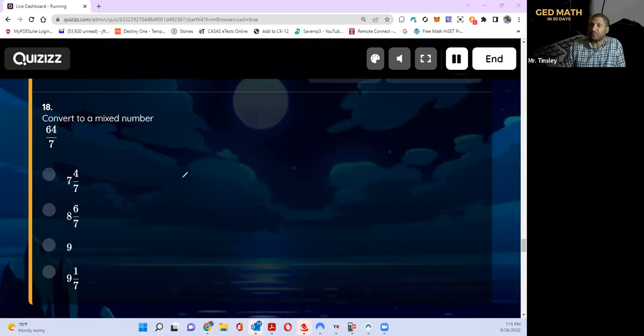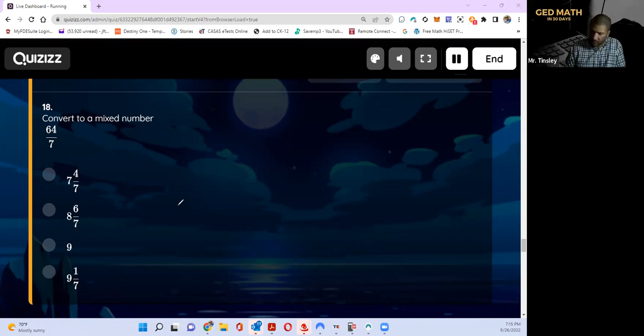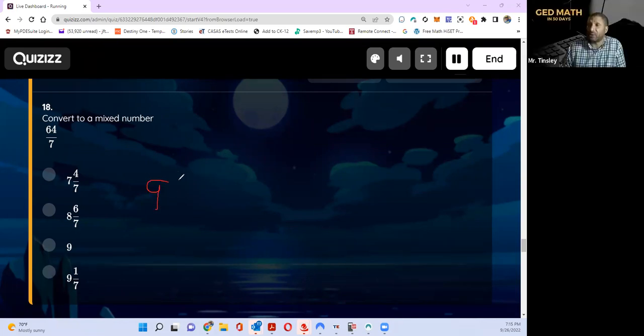How many times does 7 go into 64? 7. Nope. 8. Nope. You've got to know your multiplication tables. How many times does 7 go into 64? 9. How many do we have left over? 9 times 7 is 63. Got 1 left over. So 9 and 1/7. One of the biggest things you can do is make sure you know your multiplication tables.